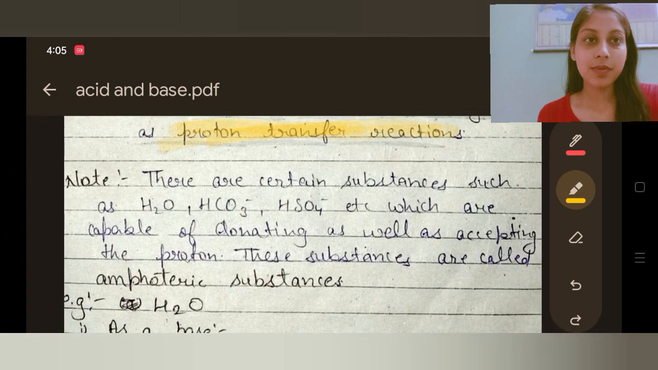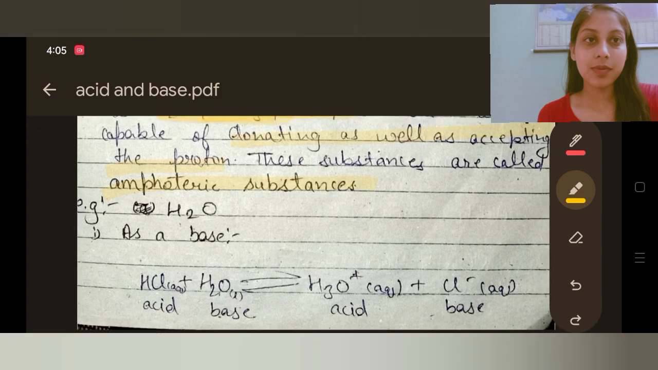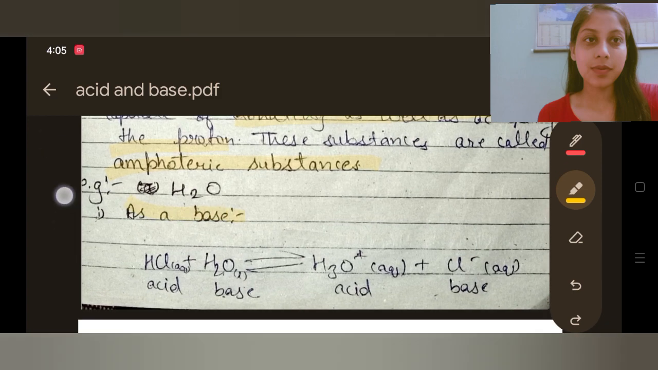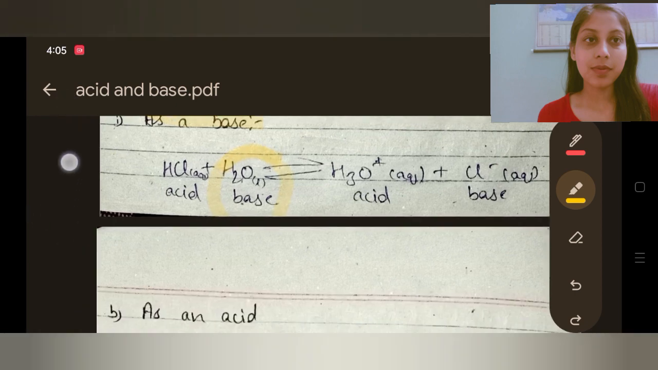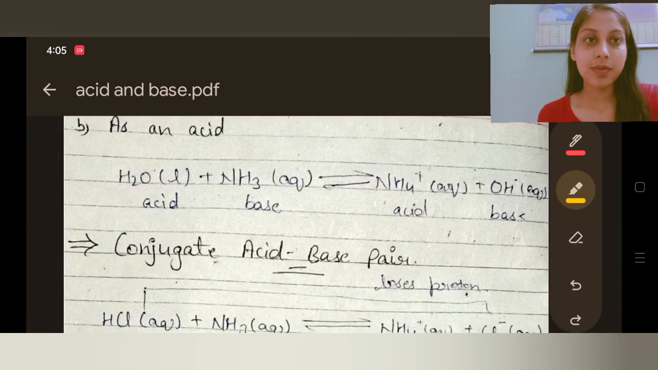There are certain substances such as H2O, H3PO4, H2SO4 which have the capability of donating as well as accepting a proton. So these are known as amphoteric substances. Example, water. Water can act as an acid as well as a base. For example, HCl plus H2O forms H3O+ plus Cl-. Here water acts as a base. Now, as an acid, H2O plus NH3 forms NH4+ plus OH-. Here, water acts as an acid.